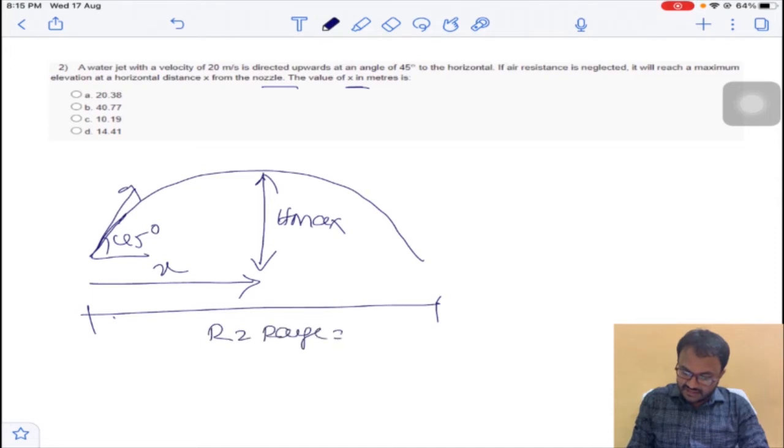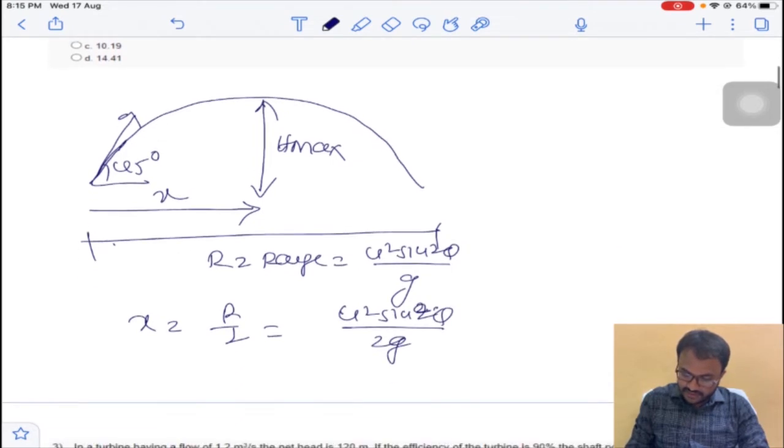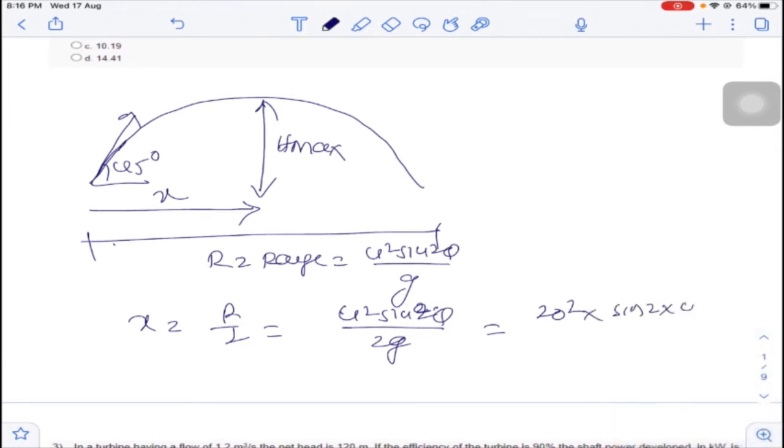R, the range, is equal to U square sine 2 theta by G. So now x is equal to R by 2. So that will be U square sine 2 theta by 2G. So U square is 20 square, sine 2 into 45, divided by 2 into 9.81. So you will get x is equal to 20.37 meters.